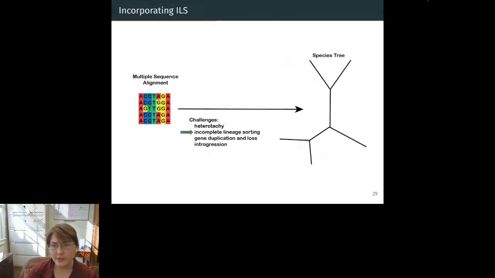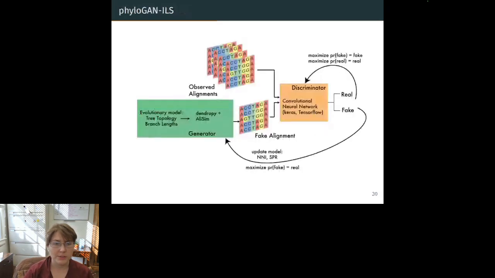Okay, so I told you that the reason we should use machine learning in phylogenetics is so that we could incorporate processes that lead to heterogeneity. But so far, I've only showed you results under a fairly simple model. And so next, we wanted to try and incorporate incomplete lineage sorting into phyloGAN. So we developed another version of phyloGAN called phyloGAN ILS. And the major change here is to our generator. Now we're going to generate gene trees under a multi-species coalescent model using DendroPy before generating our sequences.